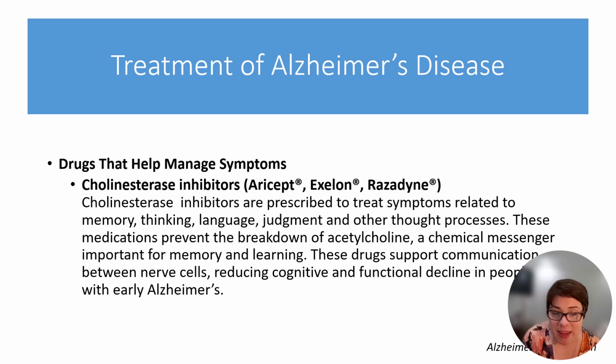Other drugs that can help manage symptoms are cholinesterase inhibitors. These drugs work to treat the symptoms related to memory, thinking, language, and judgment and other thought processes. Essentially, what these drugs attempt to do is prevent the breakdown of acetylcholine. One of the hallmarks of Alzheimer's disease is reduced acetylcholine, and acetylcholine is going to be really important for both learning and memory. So these drugs support communication between nerve cells, reducing these declines.